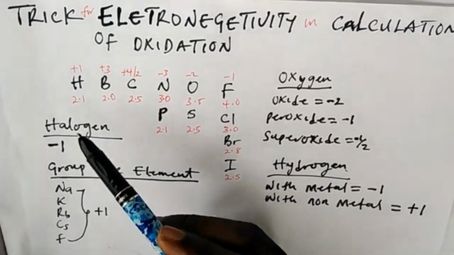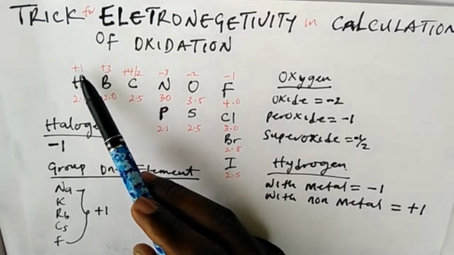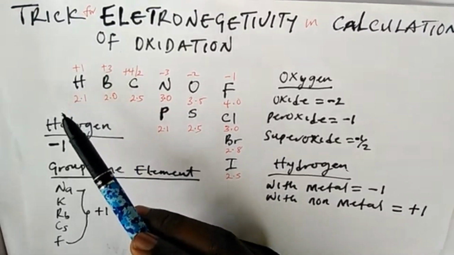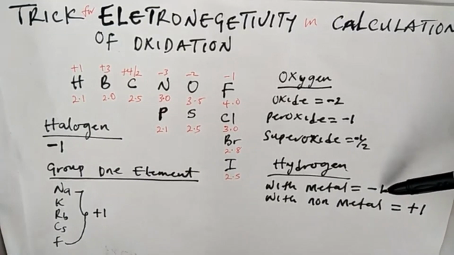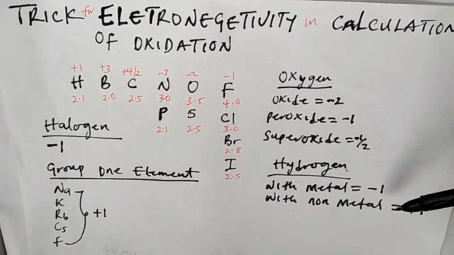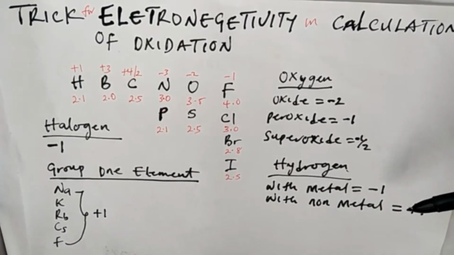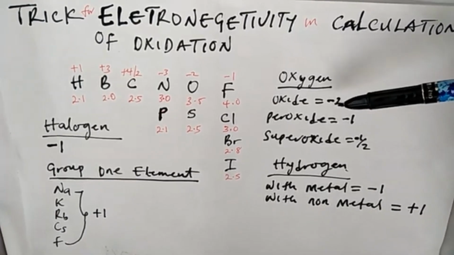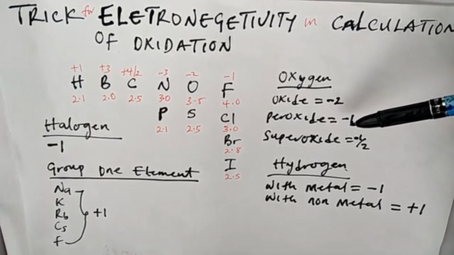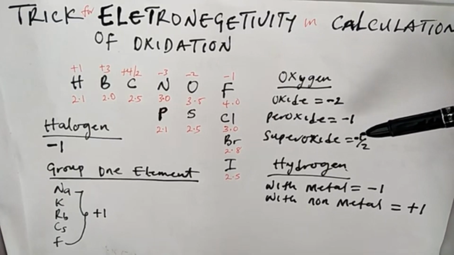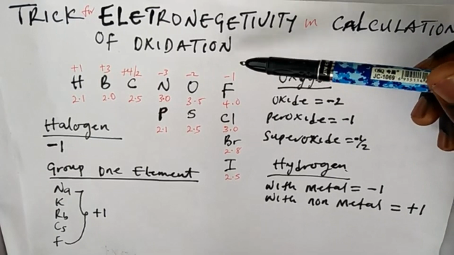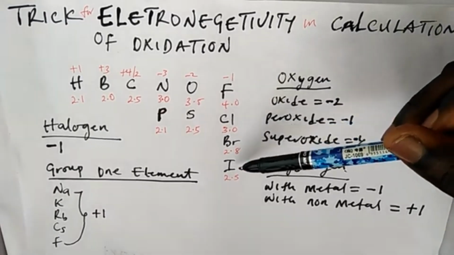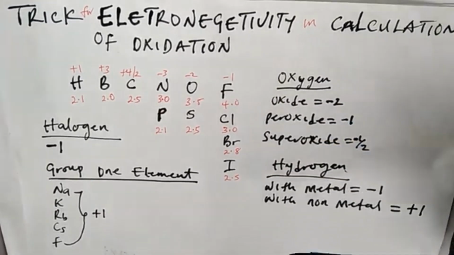Now, we know hydrogen has a +1 oxidation number. When oxygen is directly attached to a metal, you have a -1. While when it's directly attached to a non-metal, it carries a +1. Now, oxygen has a -2 when it's an oxide. When it's a peroxide, it has a -1 oxidation number, and when it's a superoxide, it has a -0.5 oxidation number.